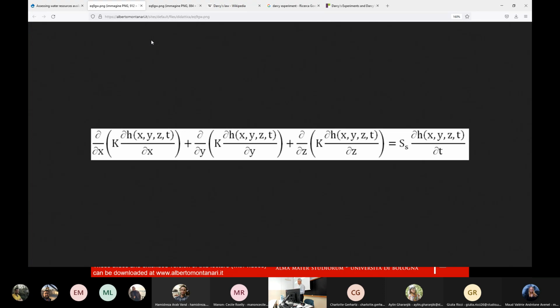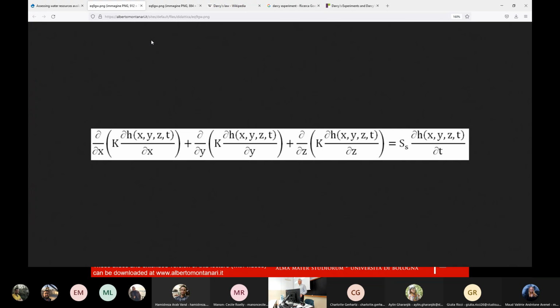But indeed, again, you are right. K in some models is allowed to change in the three directions. This K is actually another parameter that appears in this equation, which I forgot to mention. It's not only SS, but it's also K that is to be estimated. It is not easy.